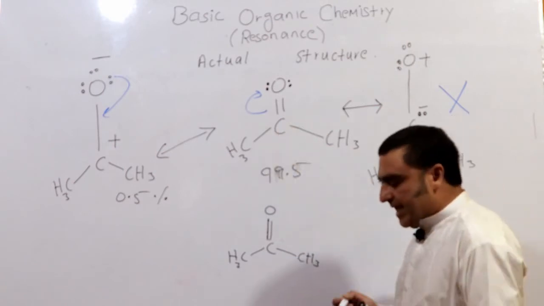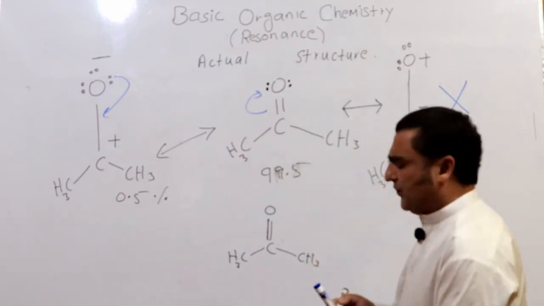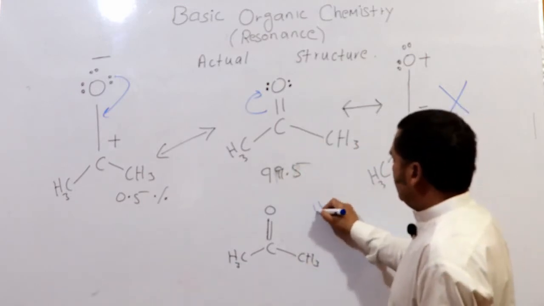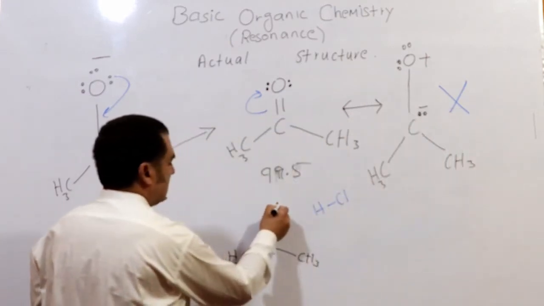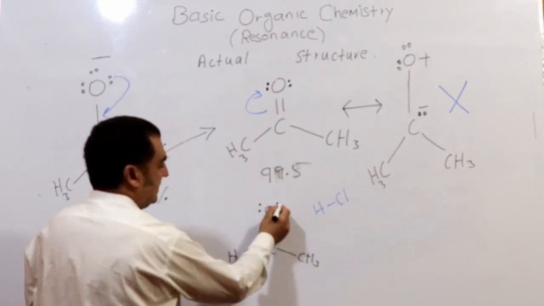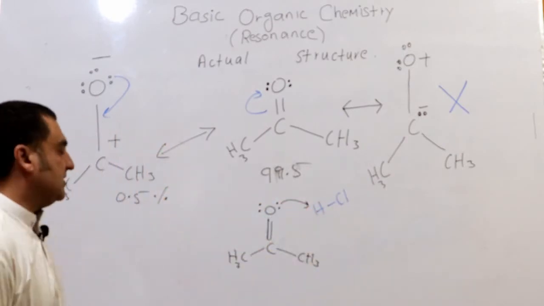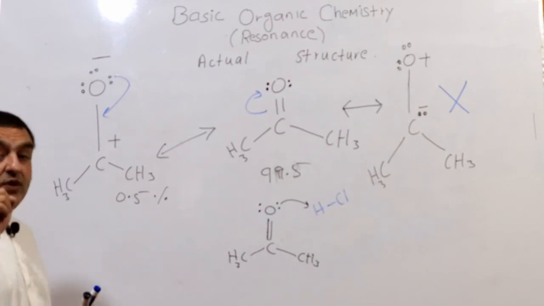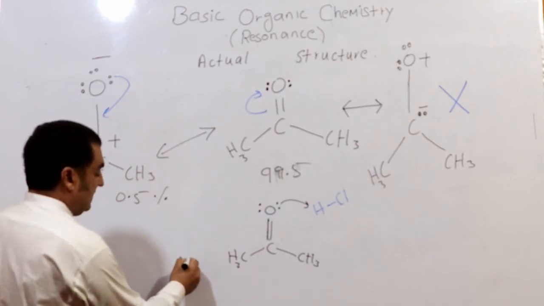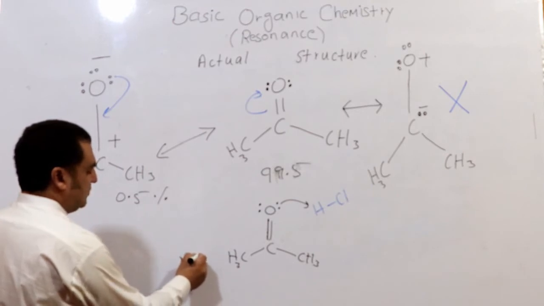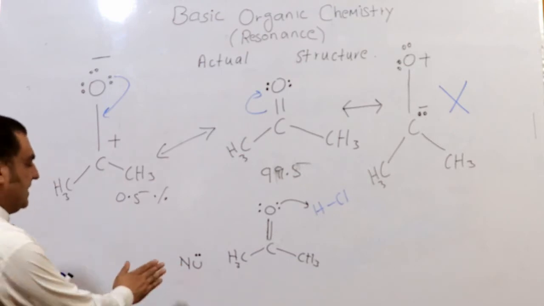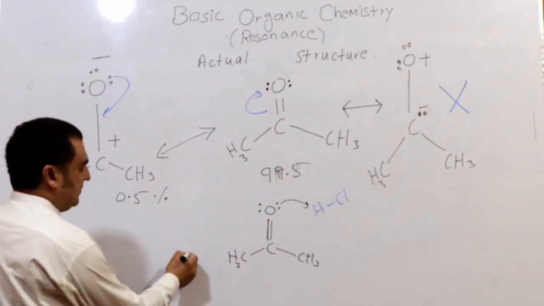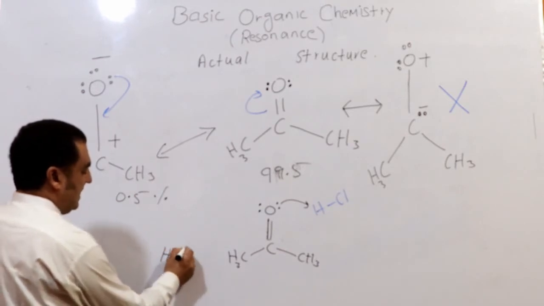So any electrophile, or suppose you have HCl, what will happen? This oxygen will attack it, because it is a little bit negative. And like we discussed in the other example, if you have some nucleophile, it could be anything. It could be sulfur or anything. So where will it go? Suppose you have SH negative.